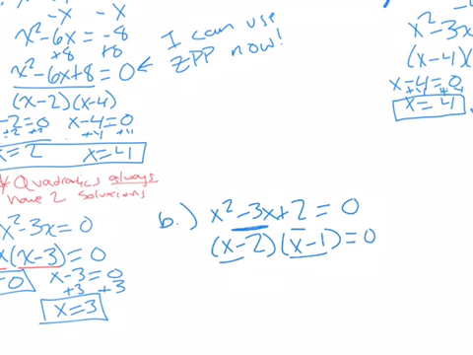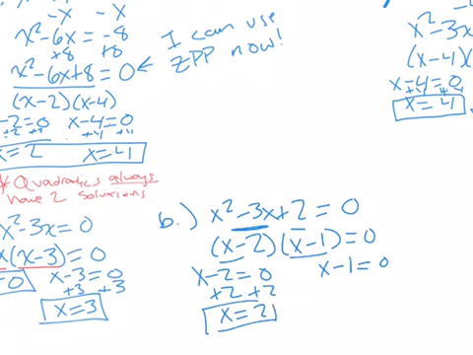I can use the ZPP, the zero product property, to have x minus 2 equaling 0 and x minus 1 equaling 0. Add 2. There's one of mine, x equals 2. I'm going to add 1. I get x equals a positive 1. So my solutions are x equals 2, x equals 1.